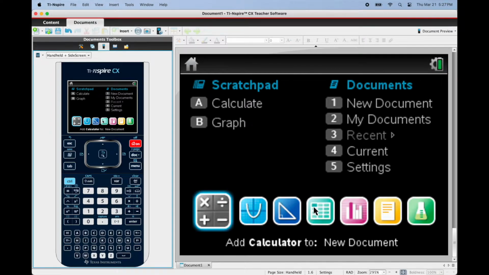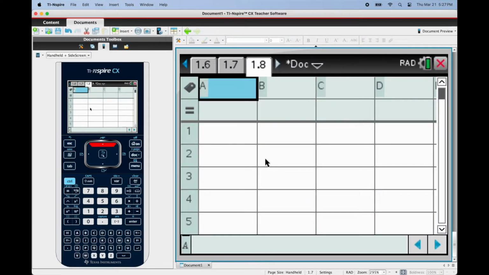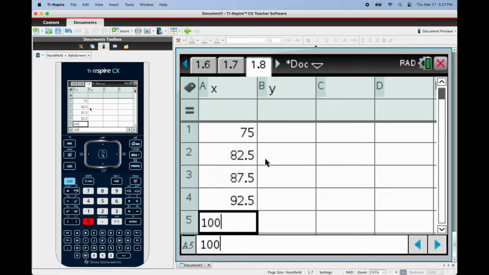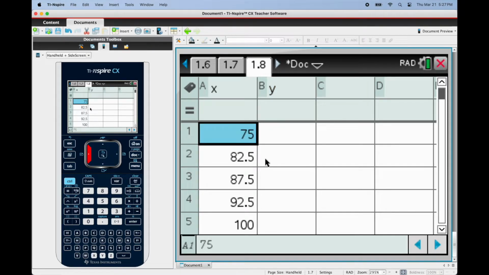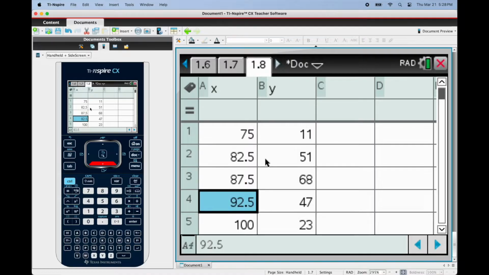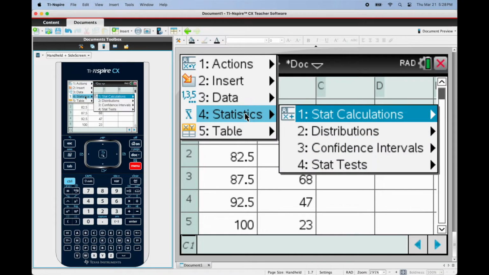So we can go to spreadsheets, and we'll set up X and Y for the movies, and we'll put our mid-interval values in: 75, 82.5, 87.5, 92.5, and 100. And then we'll put the frequency here. So there were 11 movies that had an average of 75, 51, 68, 47, and 23. In this case, we've got the runtime of these movies and then the frequency. So let's go ahead and try to find the average this way.